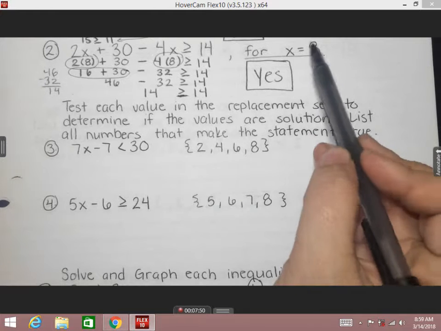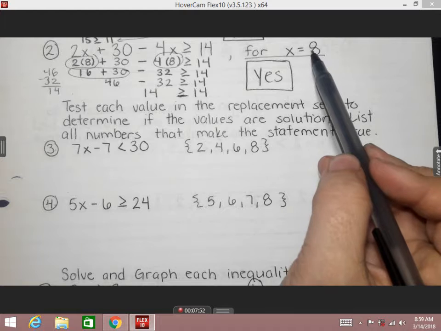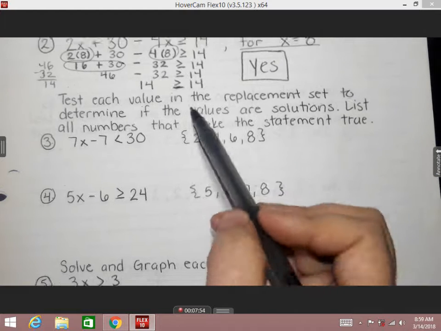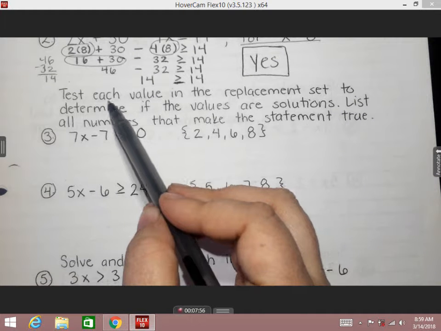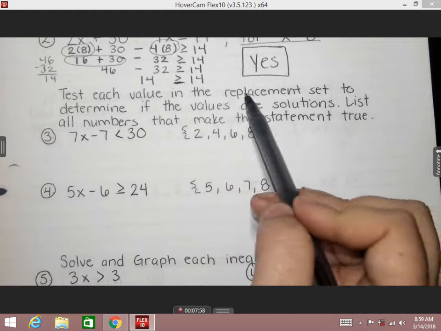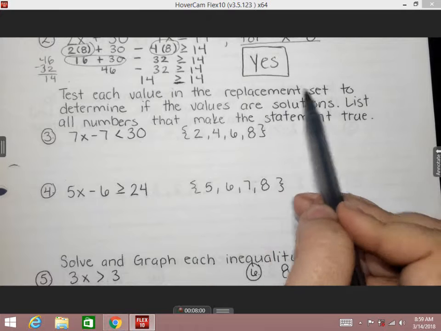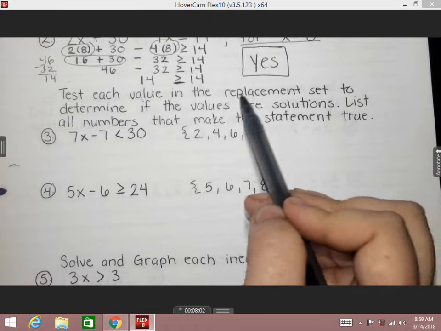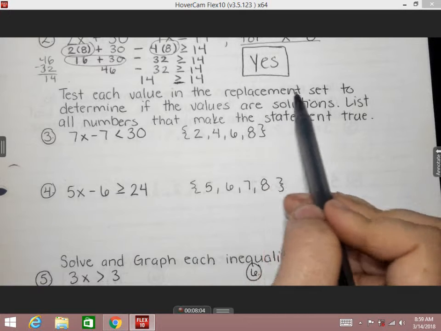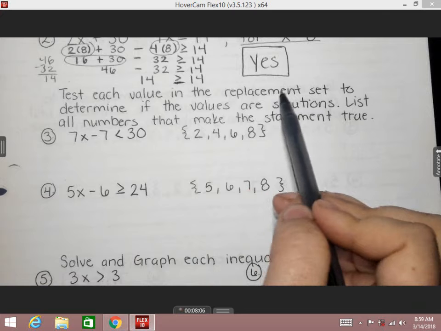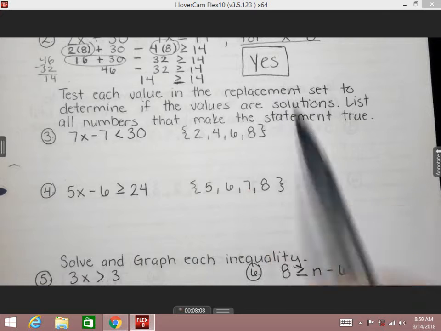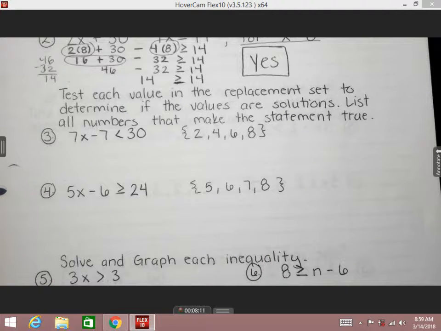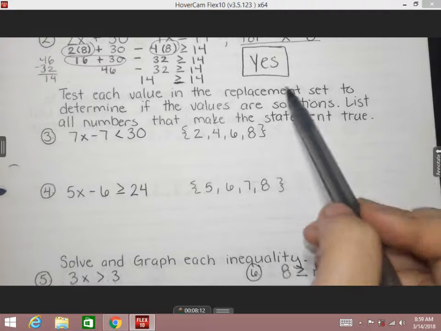So, trying one number is great. Remember, we can have more than one answer here. So what this is going to do is it tells you to test each value in the replacement set. Guys, what does the word replacement mean? What does it mean if you replace something? Okay? Yeah, you take it away and you put something else. You put something new in its place.